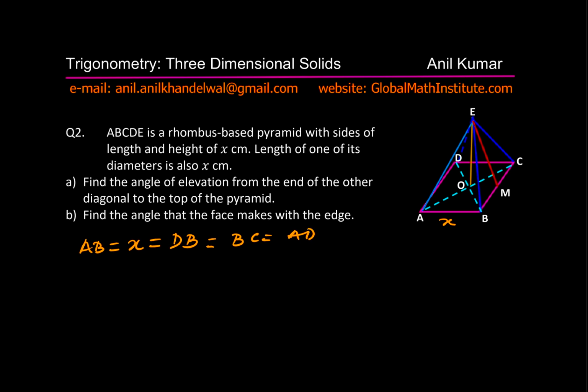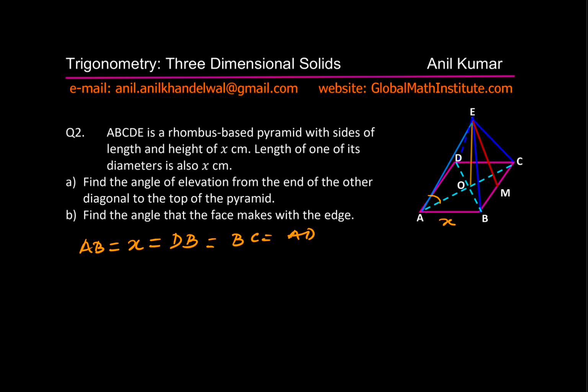Find the angle of elevation from the end of the other diagonal to the top of the pyramid. So basically, the other diagonal is AC. So we can find the angle between the edge AE and the diagonal AC. So that is the angle which we need to find.